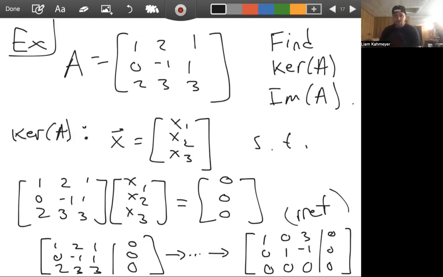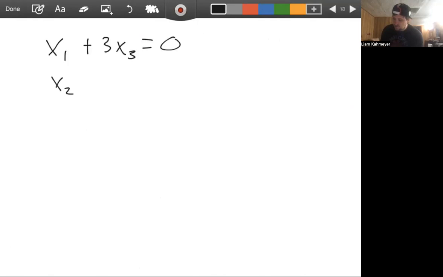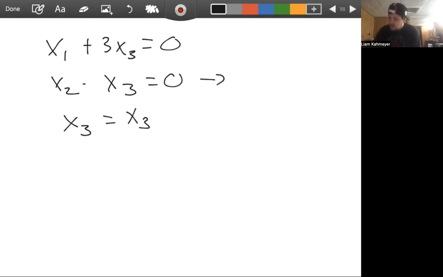Now, in terms of a solution to this system, what does this tell us? Well, this tells us x1 plus 3x3 equals 0, right? And then it tells us x2 minus x3 equals 0. And the last equation tells us x3 equals x3. So if we give this a parameter t, then the solutions, there's an infinite number of solutions here because we have a parameter.